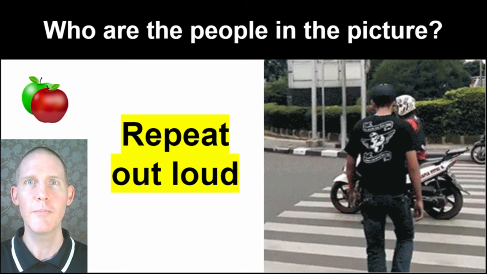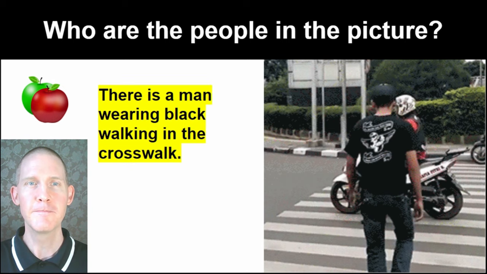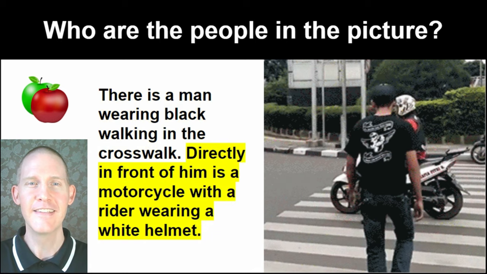All right, repeat out loud. There is a man wearing black walking in the crosswalk. Directly in front of him is a motorcycle with a rider wearing a white helmet.